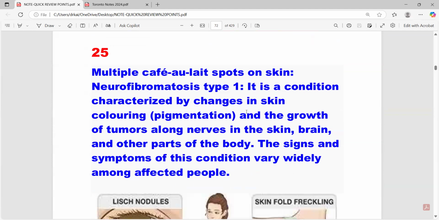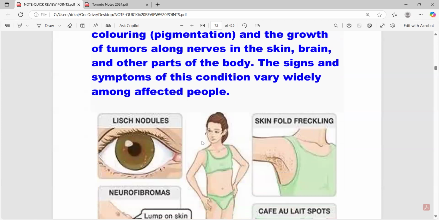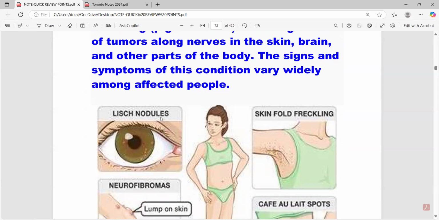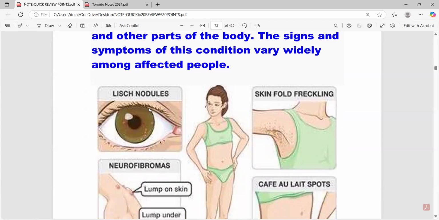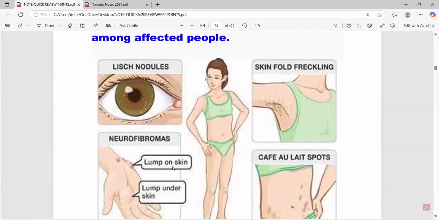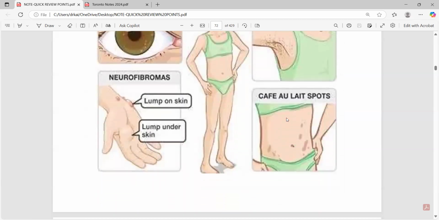Then multiple café au lait spots on the skin. So it could be neurofibromatosis type 1. It is a condition marked by changes in skin coloring. So that's how it looks. And growth of tumors along the nerves in the skin, brain, and other parts of the body. The signs and symptoms of this condition vary widely among affected people. So you can see Lisch nodules, then neurofibromatosis lumps on the skin, then freckling in the skin folds, and then café au lait spots.